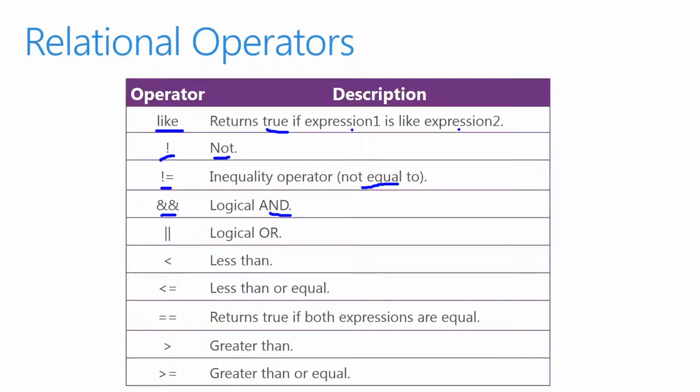And then additionally, we have all of our inequality operators. So we have our less than or equal. We also have the equals operator, which returns true if both expressions are equal. Then we also have our greater than as well as greater than or equal to.